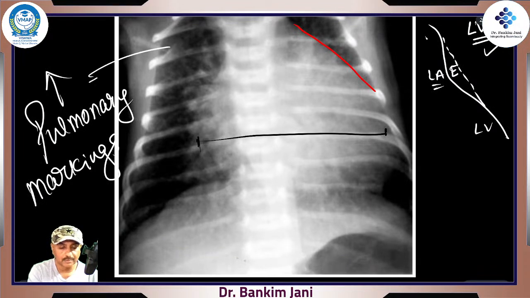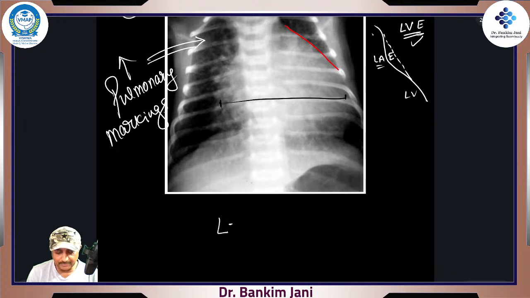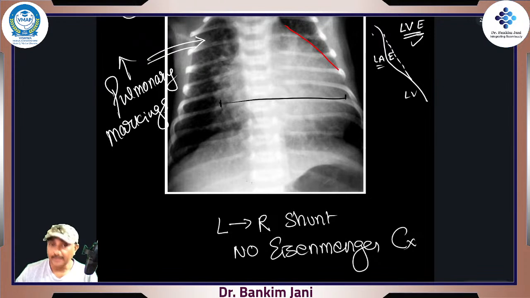So that is showing increased pulmonary markings, right? And when it is increased, we know that Eisenmenger complex is not there. This is definitely a left to right shunt, but no Eisenmenger complex, right? No Eisenmenger complex.